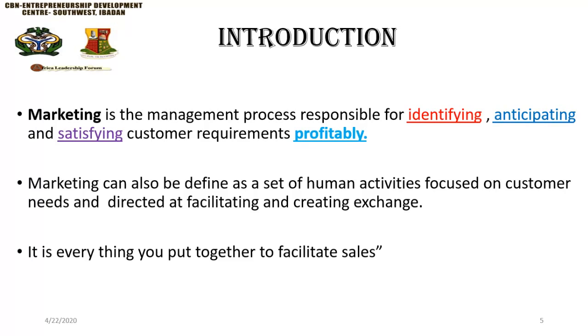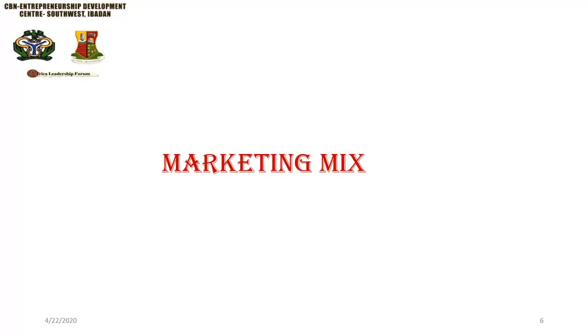So in a nutshell, marketing has to do with you getting to know what your customers need, how you satisfy that need, and how you ensure that your customer is happy and that you are happy at the end of the day. Now, in order to satisfy the customer's need, there are certain parameters that we need to put together, and those elements we call the marketing mix.